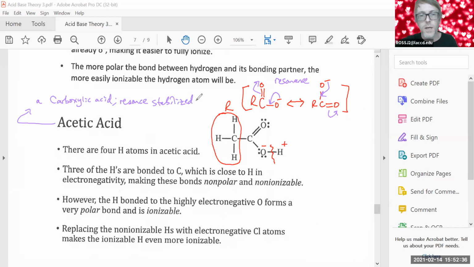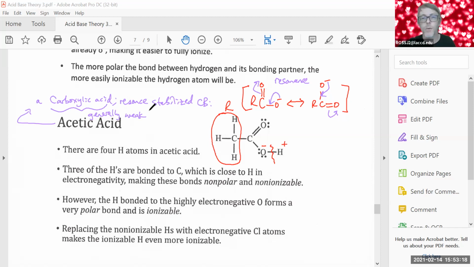Now, what's resonance stabilized? Resonance stabilized conjugate base. So remember, one of the things that's proportional to acidity is the stability of the conjugate base. Now, this is stabilized, but it's still a weak acid. So carboxylic acids are generally weak, despite having resonance stabilized conjugate bases. But they're a bit more acidic than they would be.